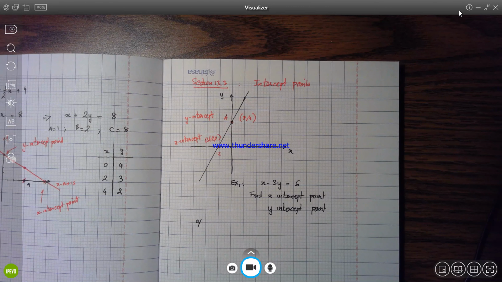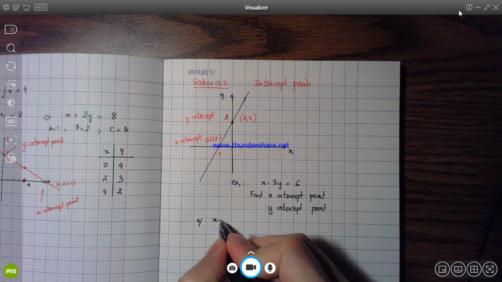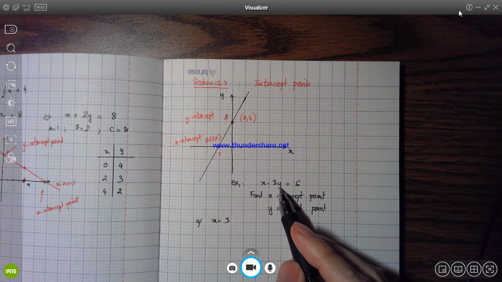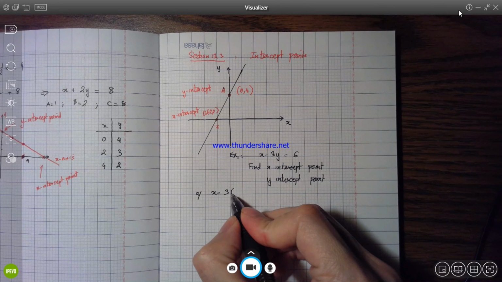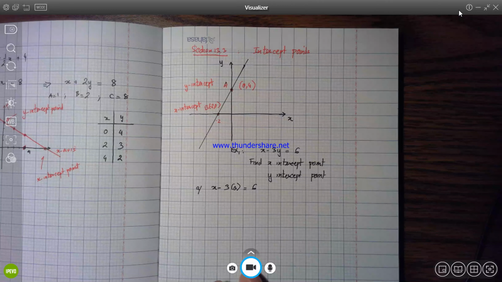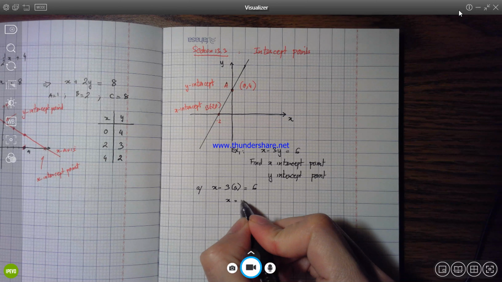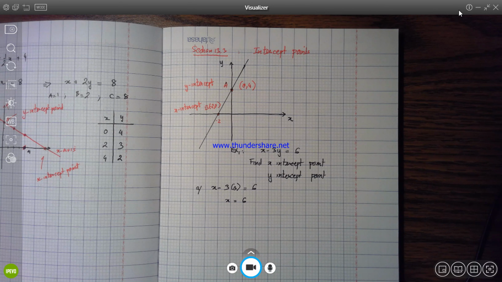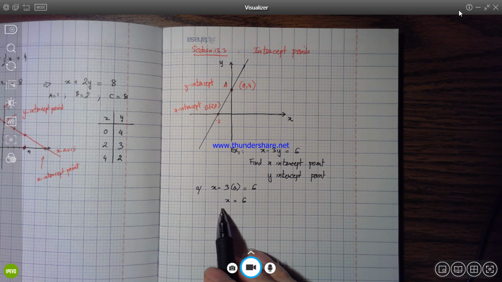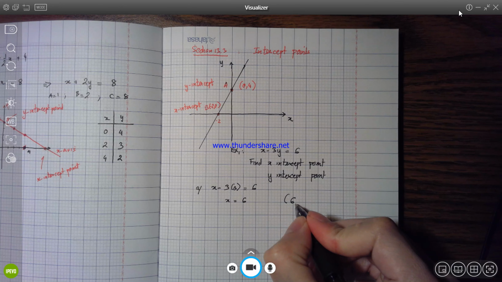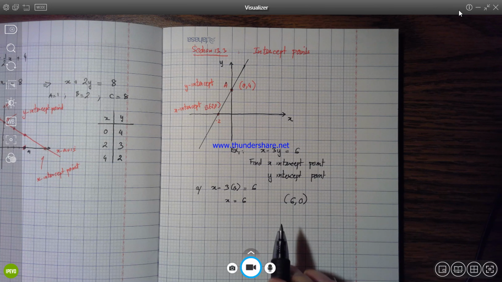Alright, so how do you do it? This is what you're going to do. You put x minus 3, and you replace y with 0, and solve for x. So 3 times 0 is 0, so x equals 6. If you stop right over here, this is the x-intercept value, not the x-intercept point. So you have to write 6, 0, then this is the intercept point.